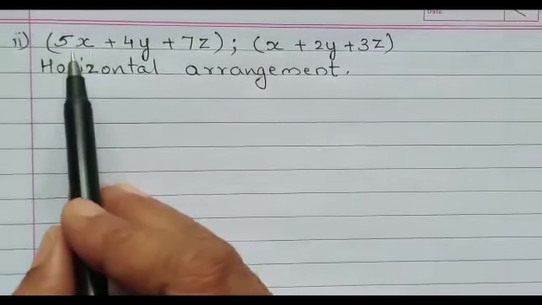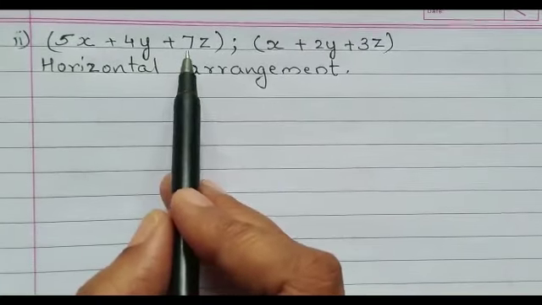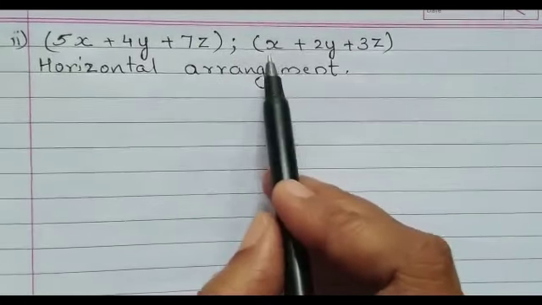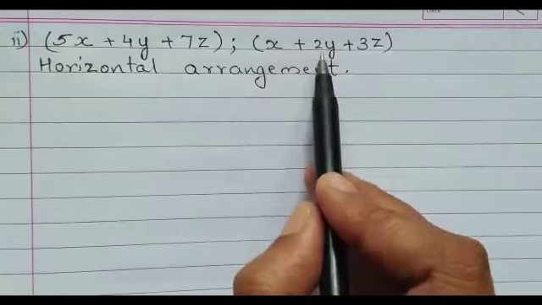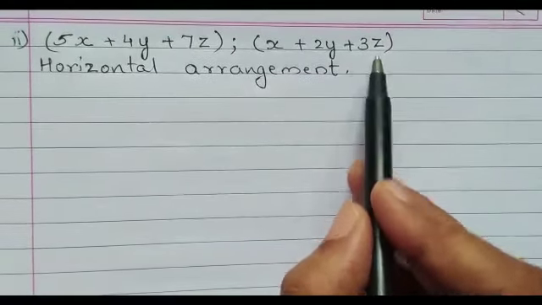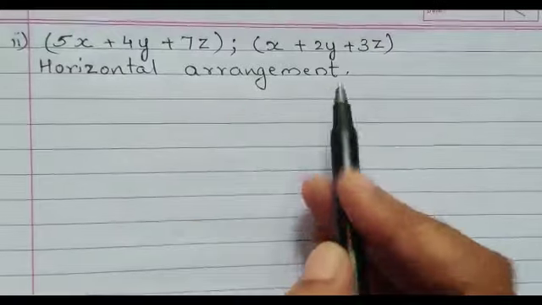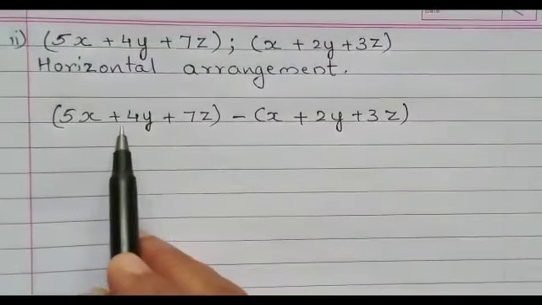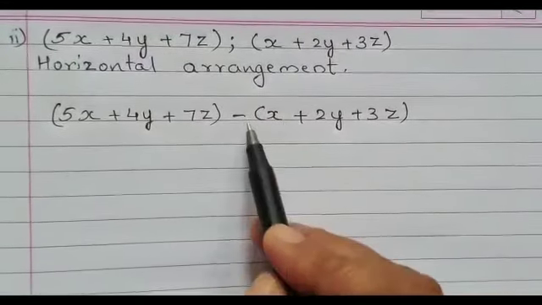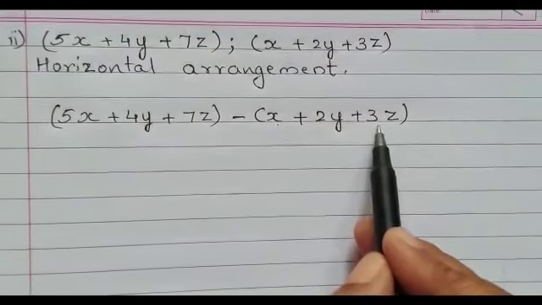The question is 5x plus 4y plus 7z. That is the first expression. And the second expression is x plus 2y plus 3z. First let us do it by the horizontal arrangement. So it is 5x plus 4y plus 7z minus (x plus 2y plus 3z).